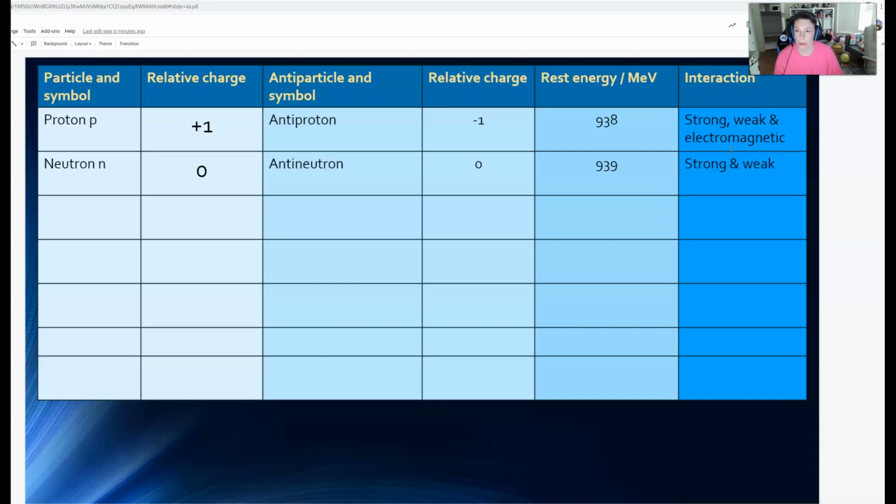Next we've got a neutron, which has the symbol N. It has a relative charge of 0, and an antineutron, which also has a relative charge of 0. Its rest energy is slightly higher than a proton, 939 mega electron volts, because it's very slightly heavier. It interacts through the strong and weak force. It does not interact through the electromagnetic force because it has no charge.